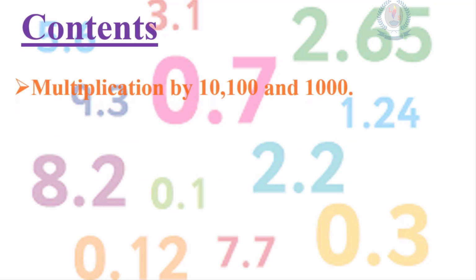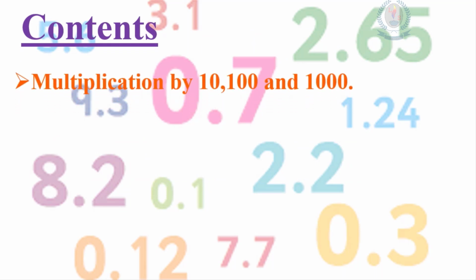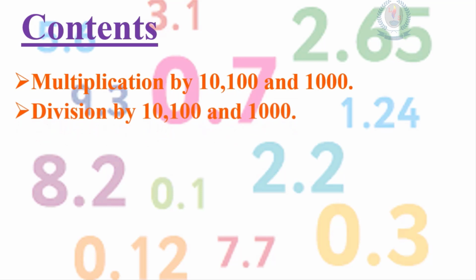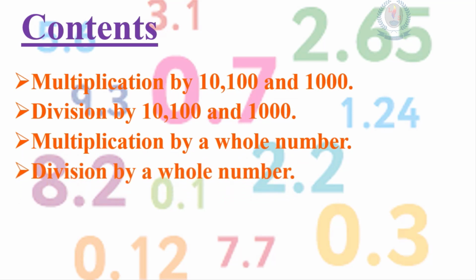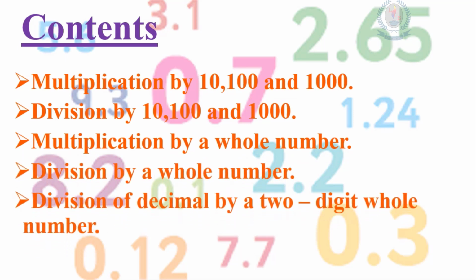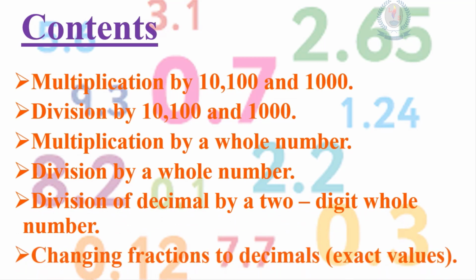Contents. Multiplication by 10, 100 and 1000, division by 10, 100 and 1000, multiplication by a whole number, division by a whole number, division of decimal by a two-digit whole number, changing fractions to decimals, that means exact values.